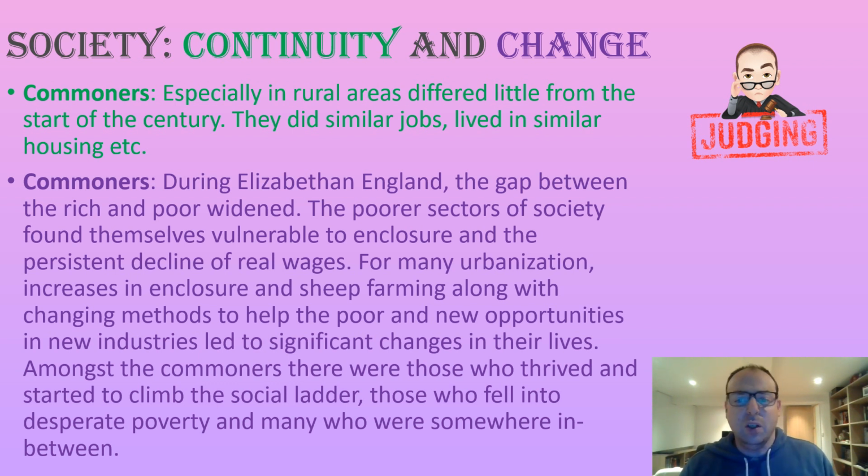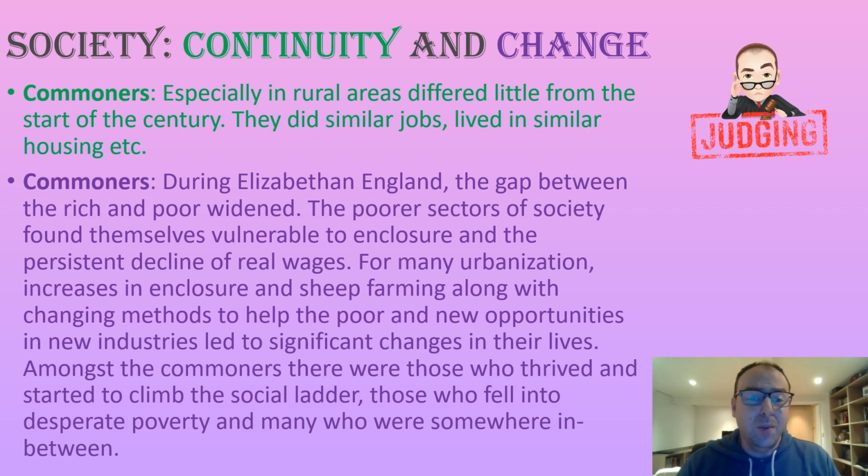For many, degrees of urbanisation, increased enclosure alongside sheep farming, along with changing methods to help the poor and new opportunities in industry, led to significant changes in their lives. So you would, amongst the commoners, see some who continued to live and work in the same village that their families had lived and worked in for many generations, and their life wouldn't look enormously different in 1603 to what it had done in the 1540s or even earlier.